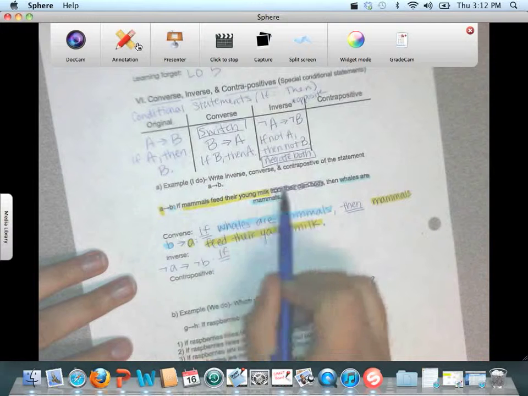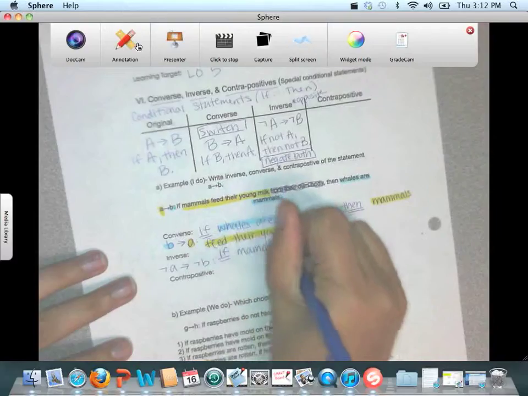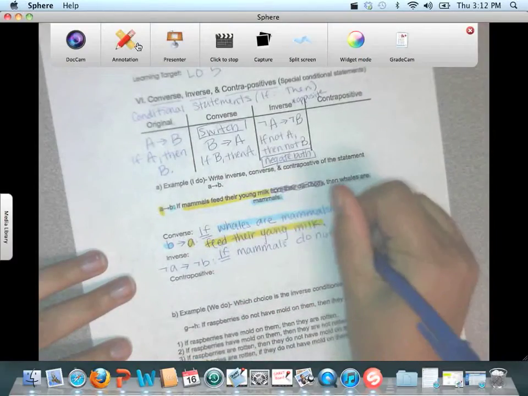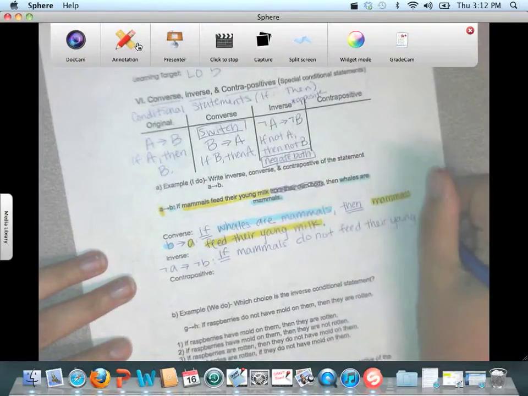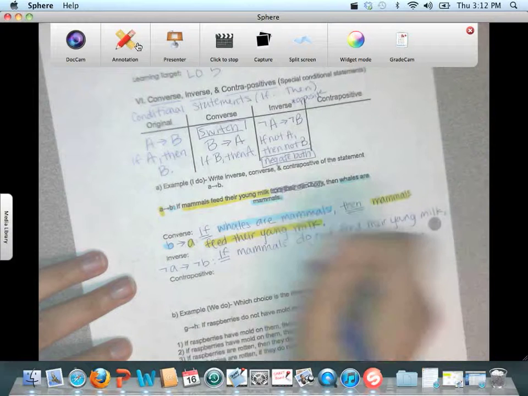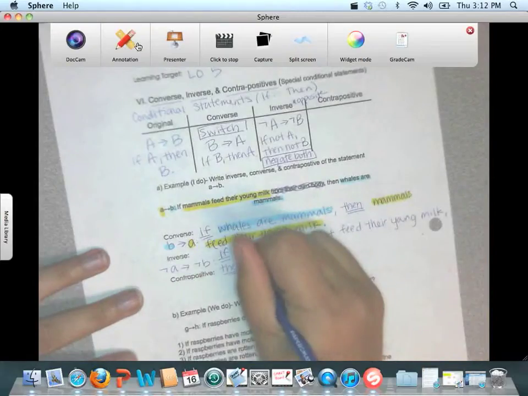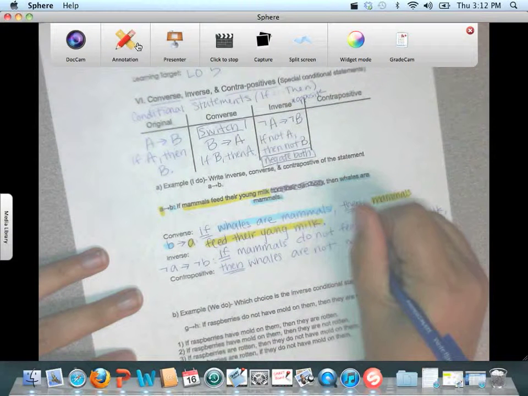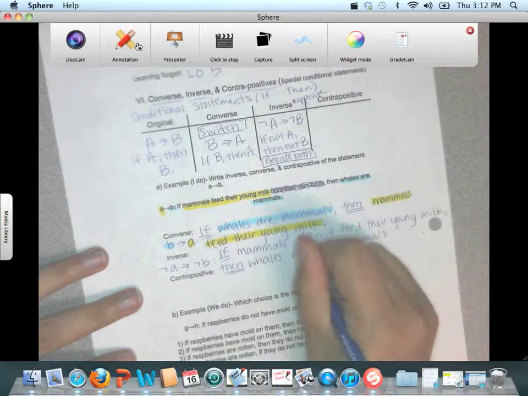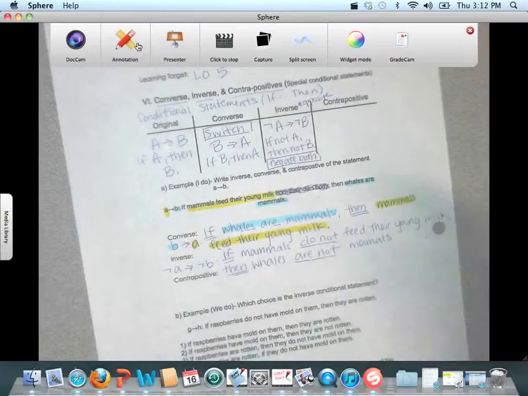So the A statement should still be first, but this time it will say if mammals do not feed their young milk, then whales are not mammals. So notice that I added in this so that it negates it. It gives it the opposite meaning, which makes it the inverse.